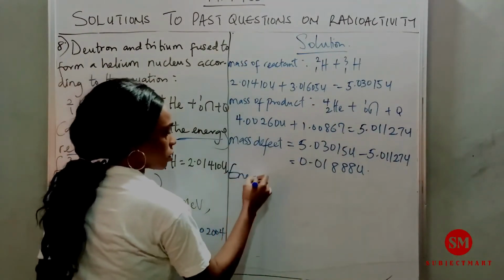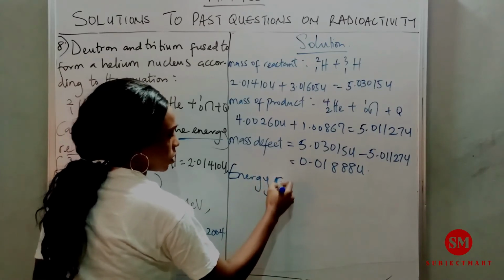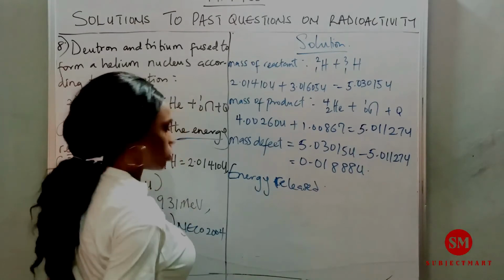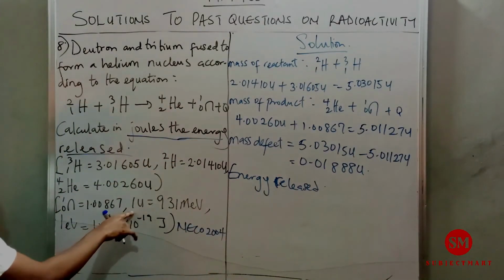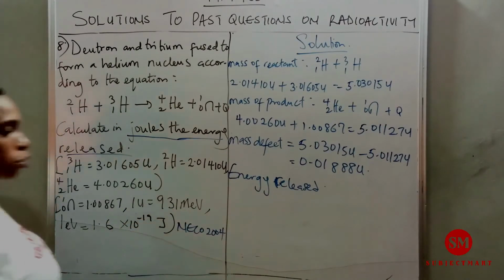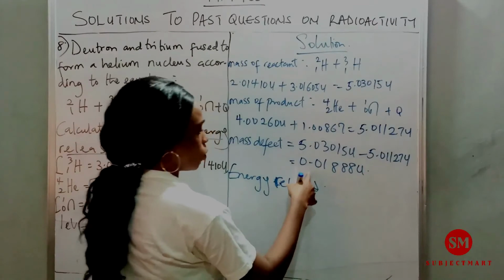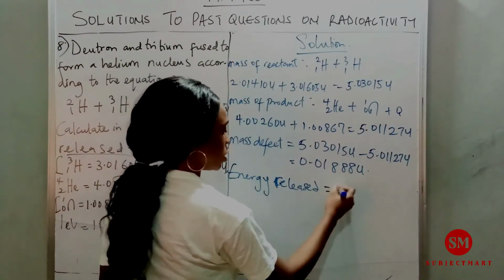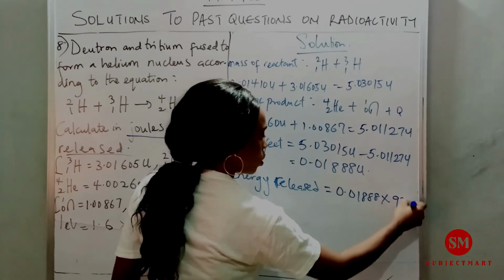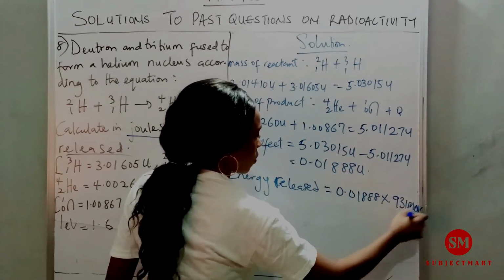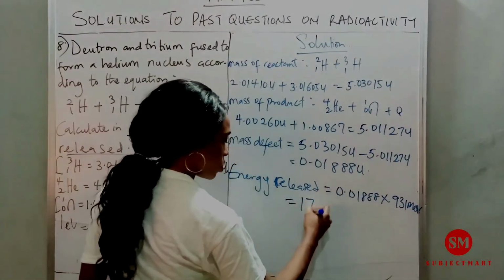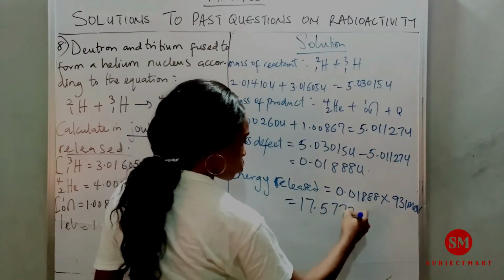And to do that, the energy released, we multiply by 931. They said 1 U is equal to 931 MeV. So we have energy release equals 0.01888 times 931 MeV. So by the time I multiply that, I have 17.57728.